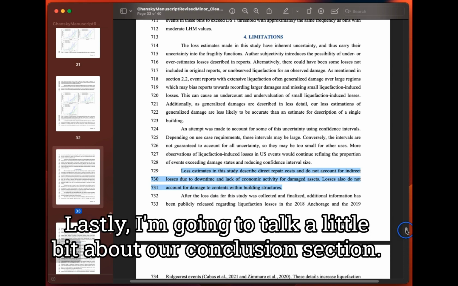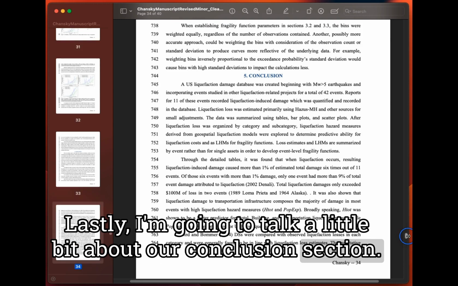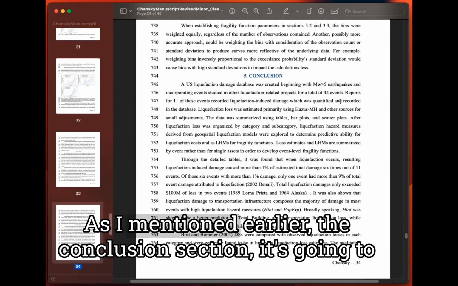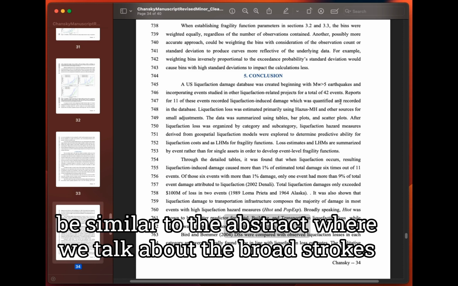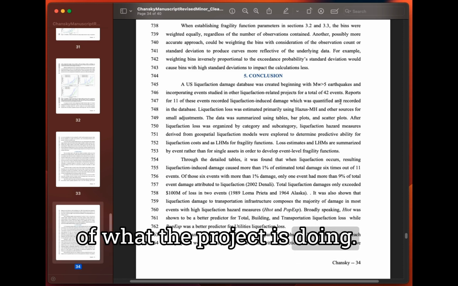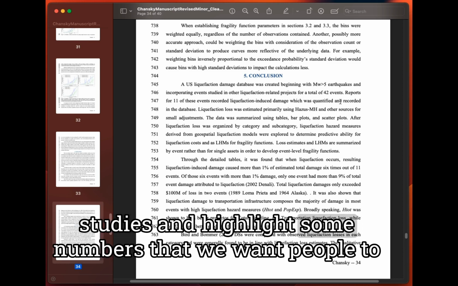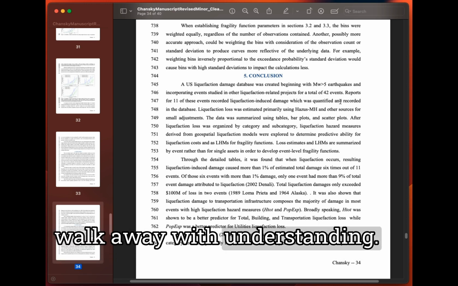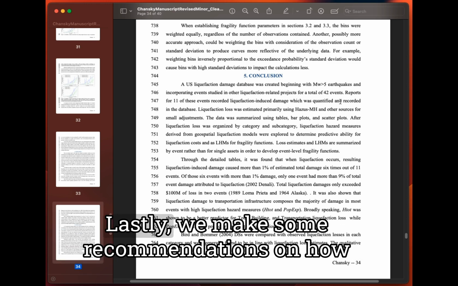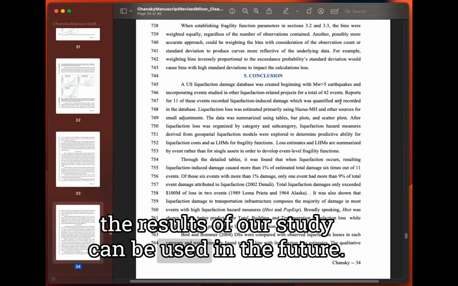Lastly, I'm going to talk a little bit about our conclusion section. As I mentioned earlier, the conclusion section is going to be similar to the abstract, where we talk about the broad strokes of what the project is doing. And then we also give some details on the results of our studies and highlight some numbers that we want people to walk away with understanding. Lastly, we make some recommendations on how the results of our study can be used in the future.